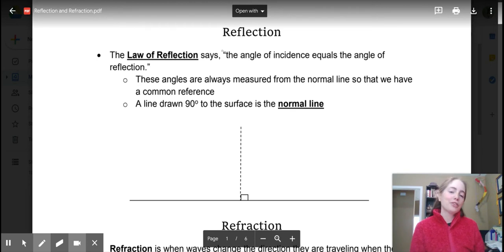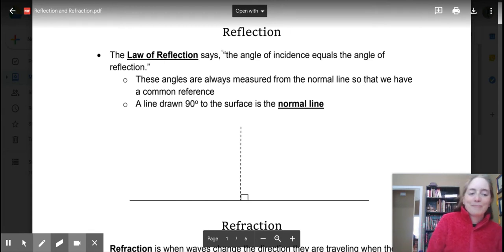Today we're only going to talk very, very briefly about reflection, just kind of what it is. We'll look more at reflection when we start talking about mirrors and curved mirrors. And then we're going to look at refraction, so how light bends as it moves through different objects, as its speed changes when it moves between different media.